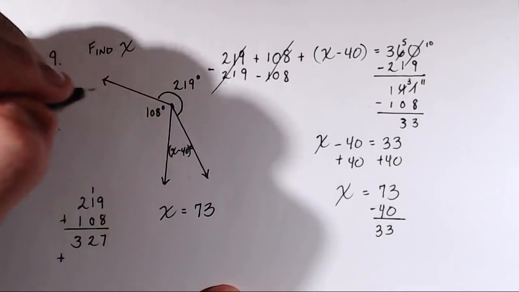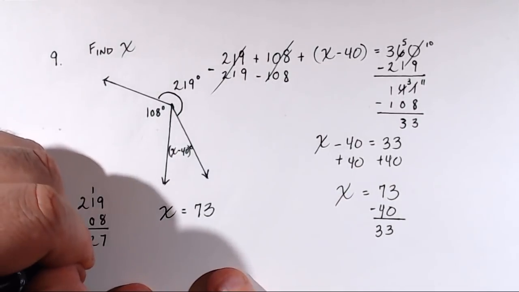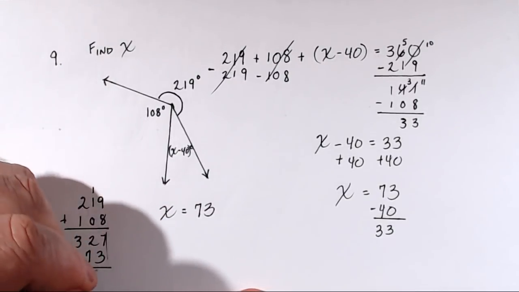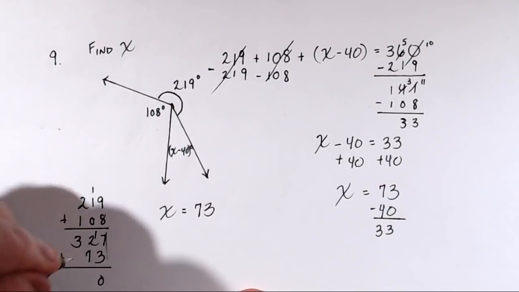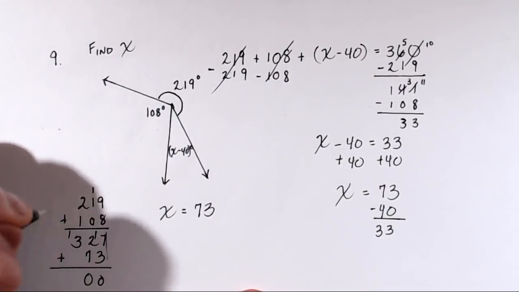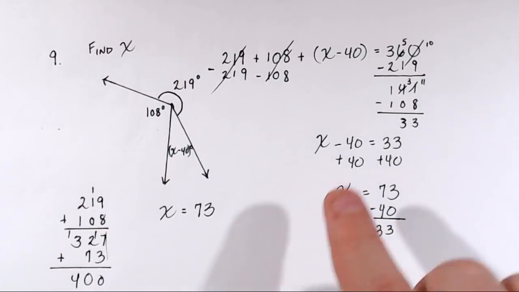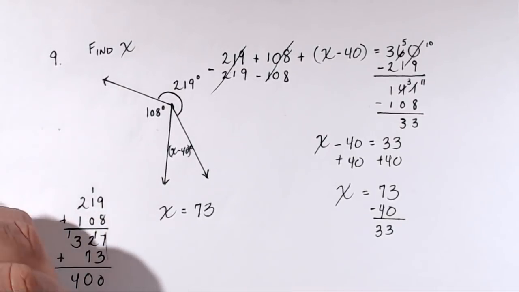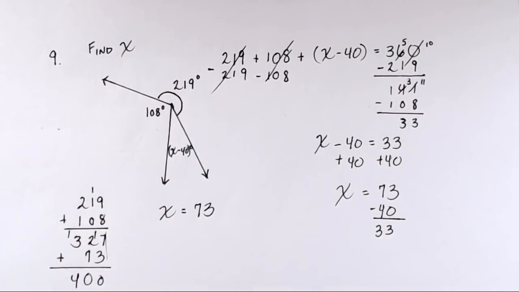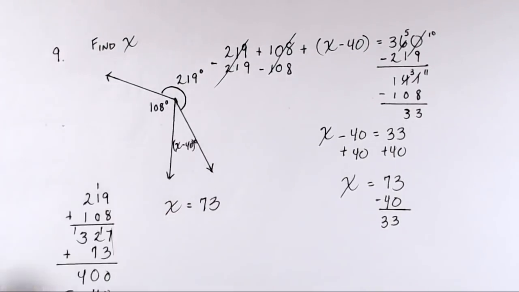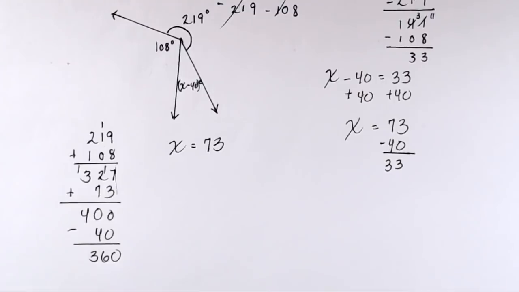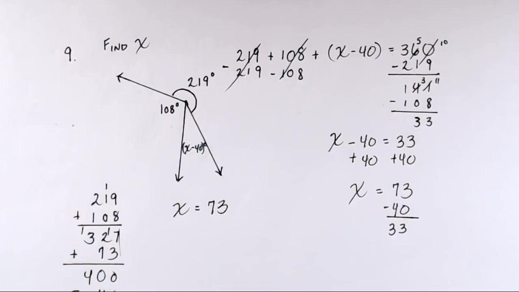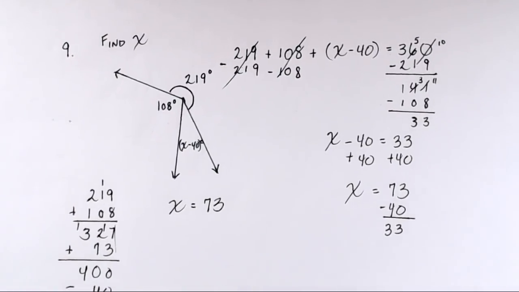Plus 73, we'll see what we get. 7 plus 3 is 10. 2 plus 1 is 3, plus 7 is 10. I get 400. Now subtract out 40, and we get 360. So that's how you do those problems. You're always thinking, what am I adding up to? And in this case, it was 360. That's how you do number 9.